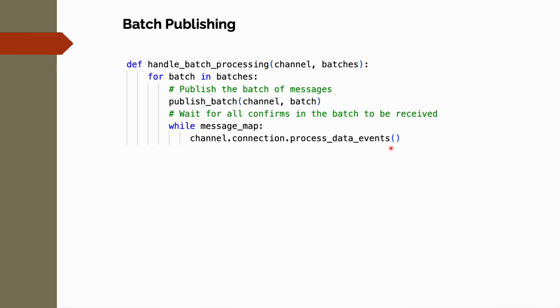The handle_batch_processing(channel, batches) function loops over each batch in the batches list. Inside the loop, it calls publish_batch(channel, batch) to publish the messages in the batch to the queue. Loops through each batch in the batches list. Calls the publish_batch function to publish the messages in the current batch. Waits for all confirms in the batch to be received by continuously processing data events using channel.connection.process_data_events.